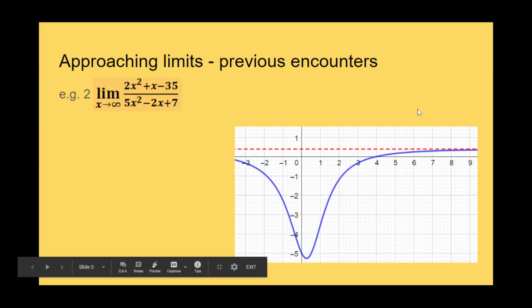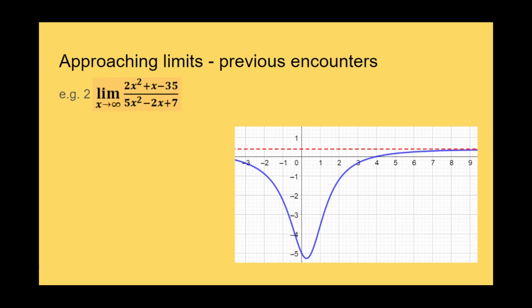Let's have a look at another example here. So we've got the graph, we've got the function. This time we've got a quadratic in the numerator and the denominator. Not so easy to split into separate fractions. What can we do with this? Well, what we can do here is divide each term in the numerator and denominator through by the highest power of x.